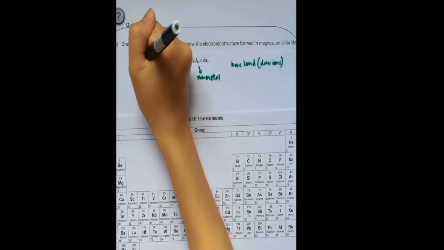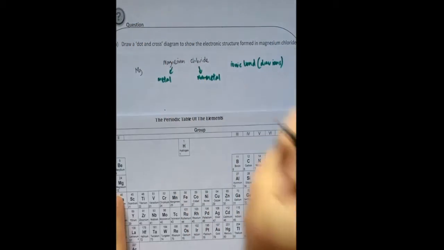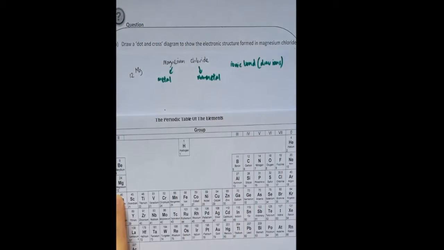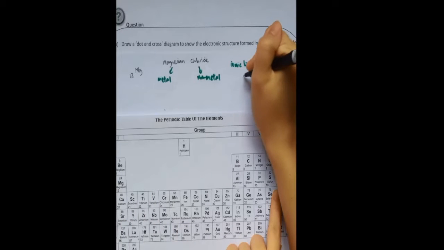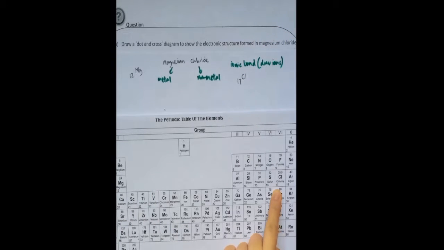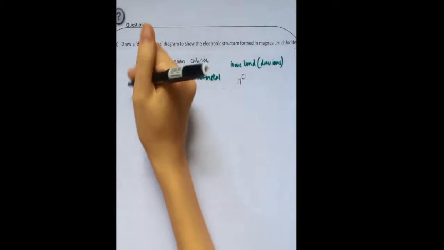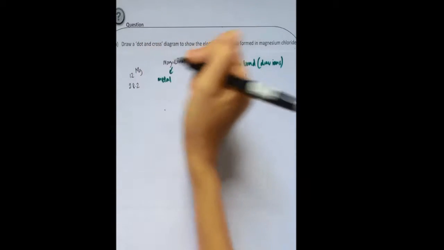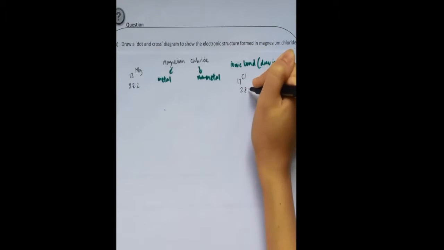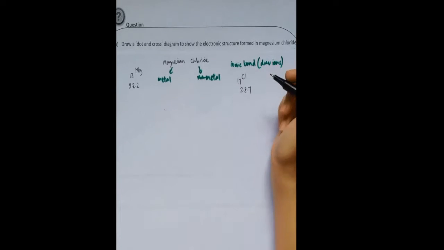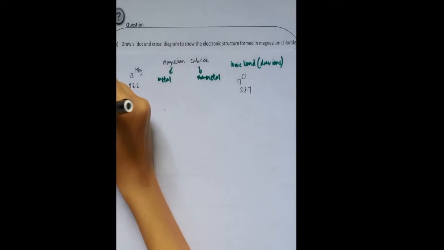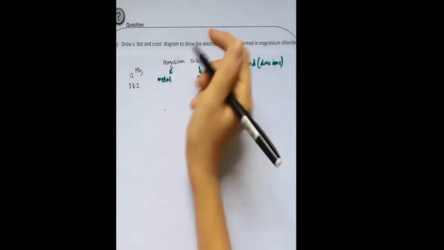So refer to the periodic table. Magnesium has 12 electrons, looking at the number at the bottom. Chlorine has 17 electrons. Write the configuration down, 2.8.2 and 2.8.7. So our first step will always be drawing the atoms.